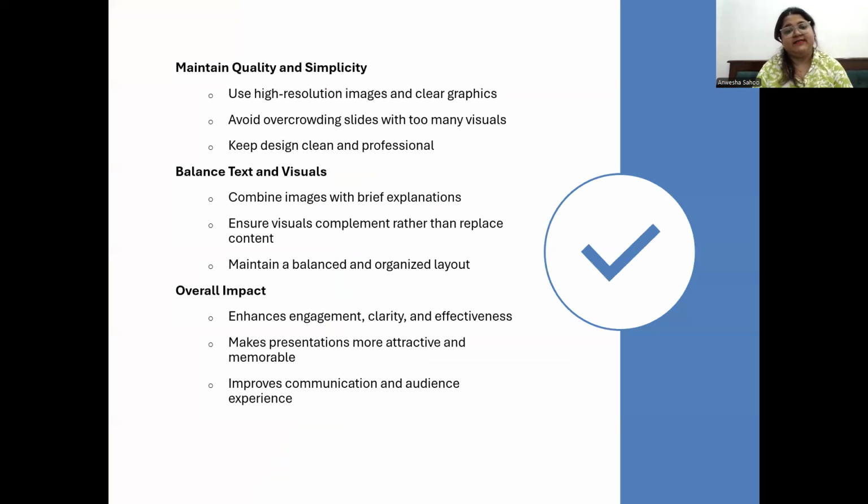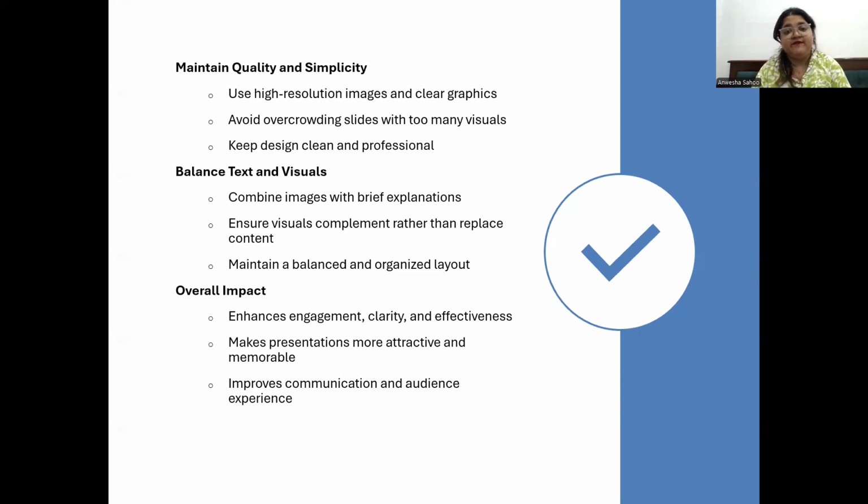Maintain quality and simplicity. Use high resolution images and clear graphics. Avoid overcrowding slides with too many visuals. Also keep the design clean and professional. Always try to use high resolution images so that if you are using a big screen, the image does not fade away. Also, make a balance between your text and visuals.